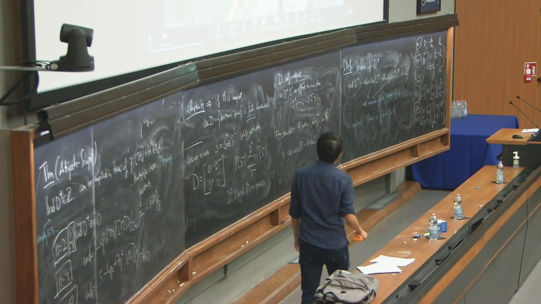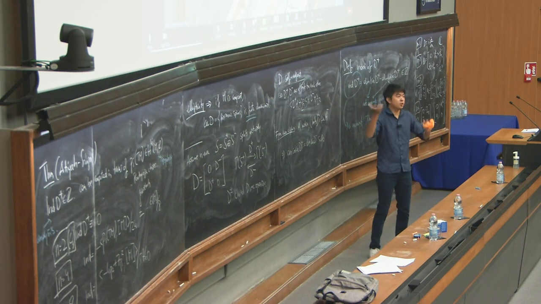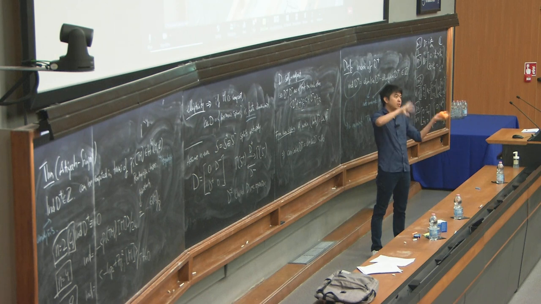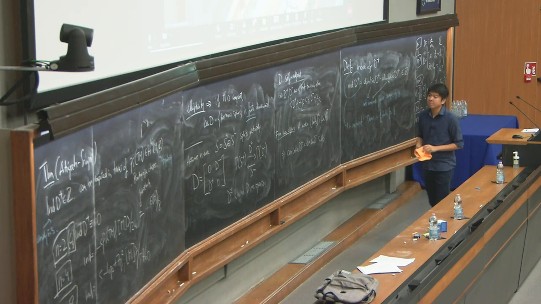The question is, why is the index defined for D plus? Well, you can define it for D minus. They're adjoint to each other, so the index of D minus is minus the index of D plus. So you just need one of them. Yeah, thanks.